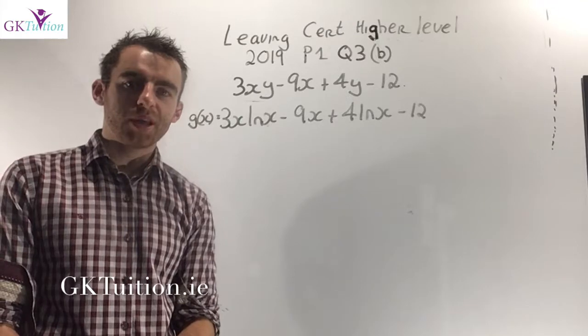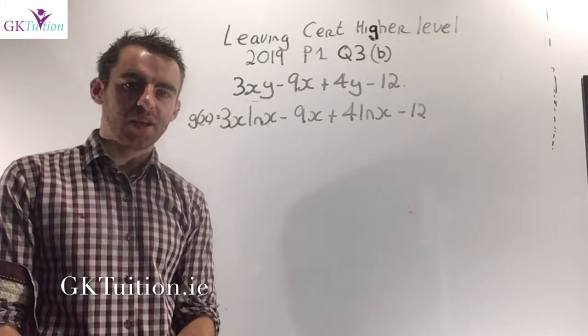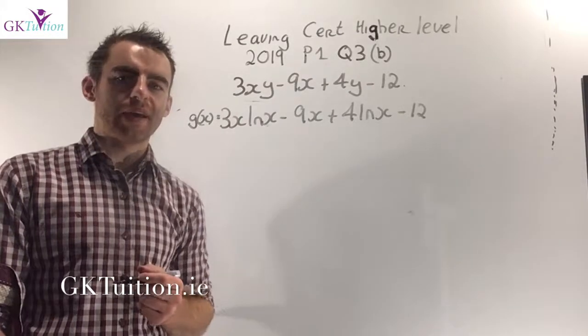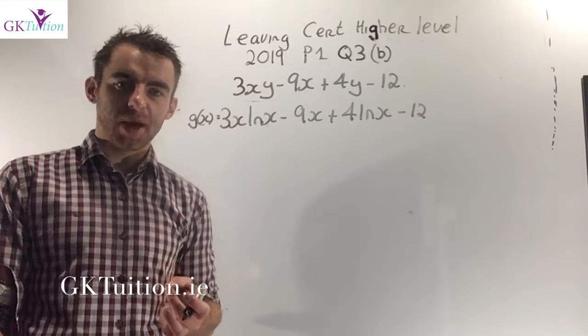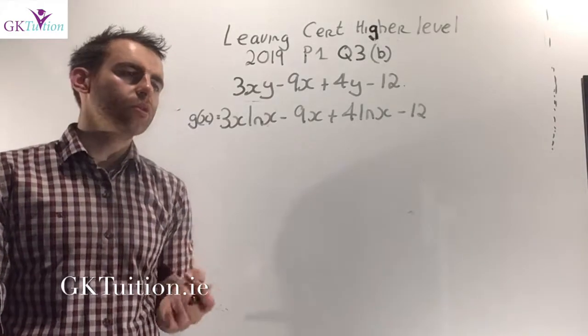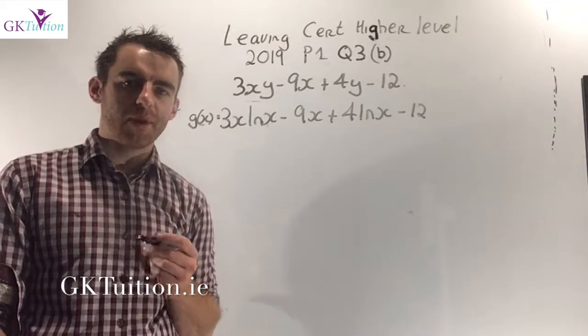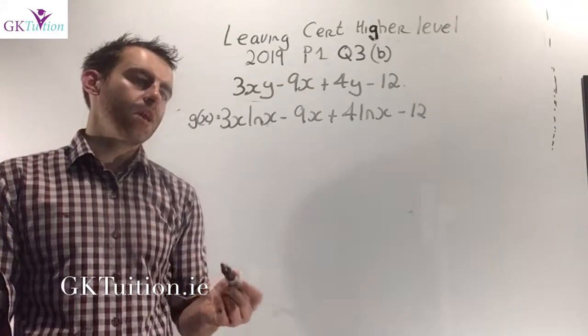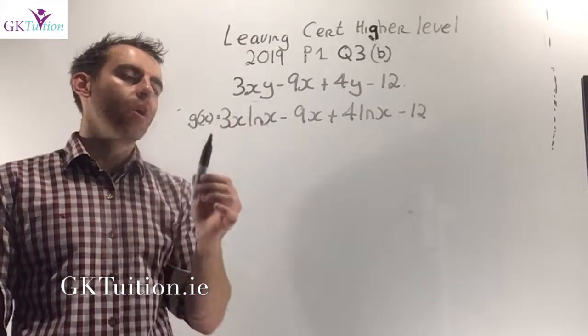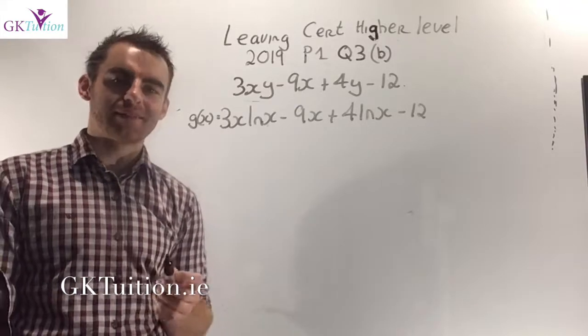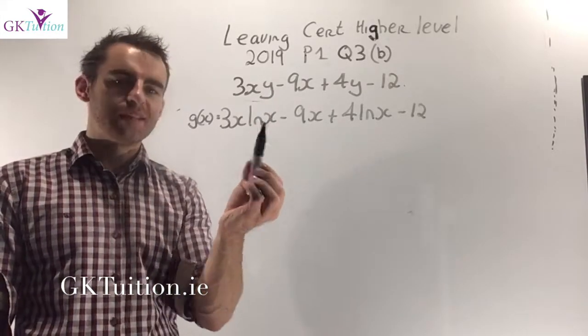In part B, we're given another function and we're asked to solve it. So we've been given the function g of x. We've been asked to use our answer to part A in order to solve it. Now you should realise that what we had in part A and what we have in part B is basically the same thing. The first term in part A was 3xy. I now have 3x ln x. In other words, the y has been replaced by an ln x.